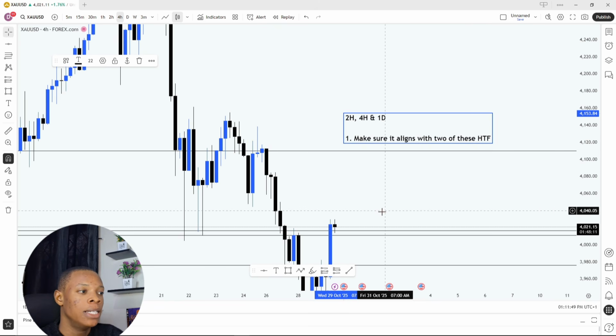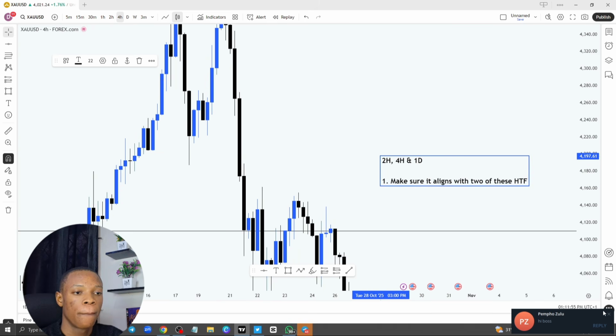If it aligns at the same level, then that's a valid and a nice POI, a nice key level to actually start considering taking your trade from. Let me show you a nice example. On this very chart now, this is on a 4-hour time frame.